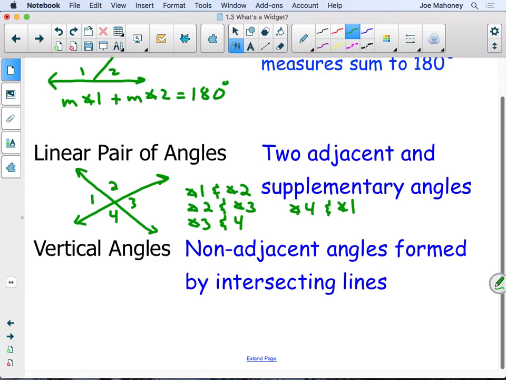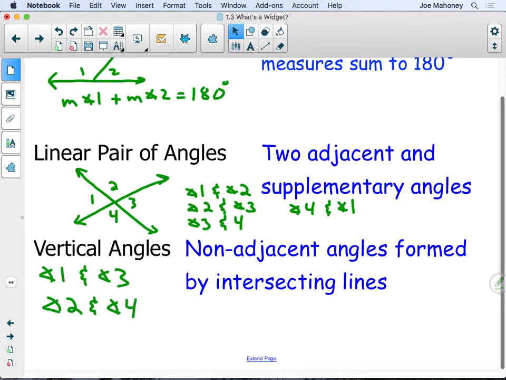The vertical angles, though, are the non-adjacent angles. Those are the angles that are not next to each other. So vertical angles are like angles 1 and 3, or angles 2 and 4. So these are definitions of angles and lines, like parallel and perpendicular, that you should be comfortable using.